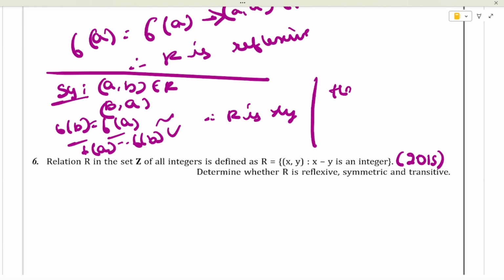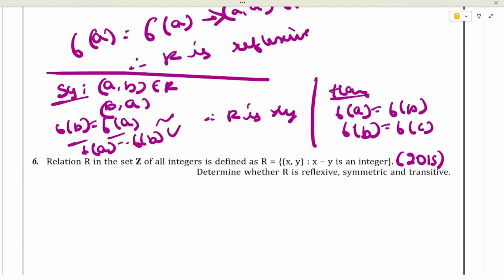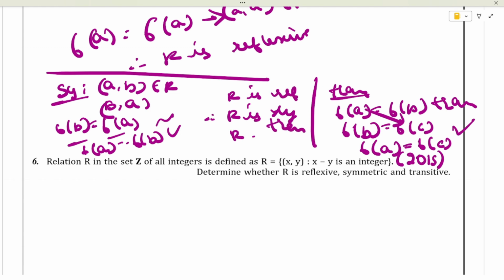Let's see for transitive. For transitive, it is (A, B), (B, C). If f of A is equal to f of B, and f of B is equal to f of C, that means A is related to C. F of A will also be equal to f of C. That means it is transitive. Here all three conditions hold: R is reflexive, symmetric, and transitive also. I hope you got this.